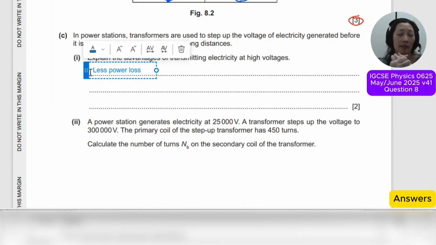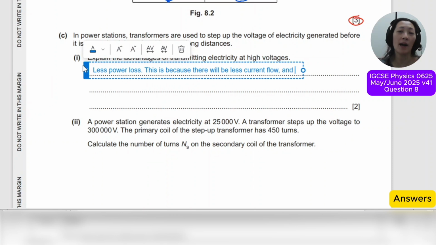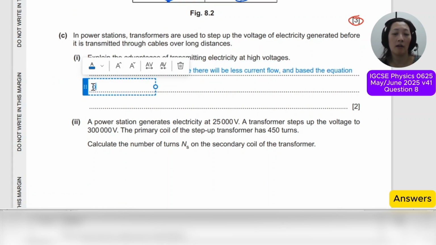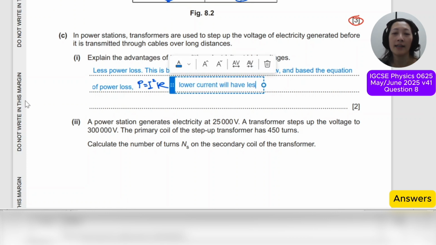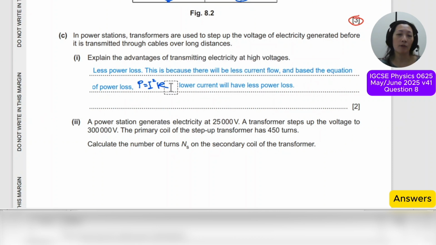So I'm going to write that here. You need to explain, which means you need to give the reason. This is because there will be less current flow. And the reason why this less current flow would have less power loss is because it is based on the equation for power loss. I'm going to write it out because this tool doesn't allow us to do superscript or subscript. So I'm going to write here P equals I squared R. So based on the equation of power loss, lower current will have less power loss. So why we need to write the equation is because we need to show the relationship between the high voltage, less power loss, less current flow. So that's why I've written it this much.